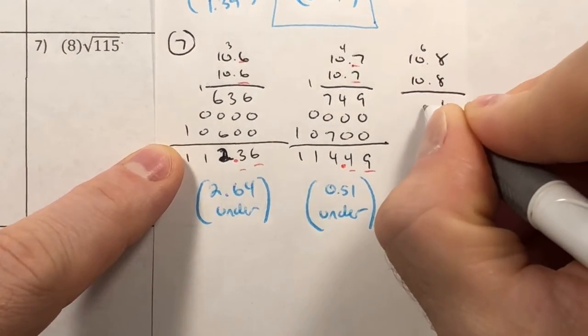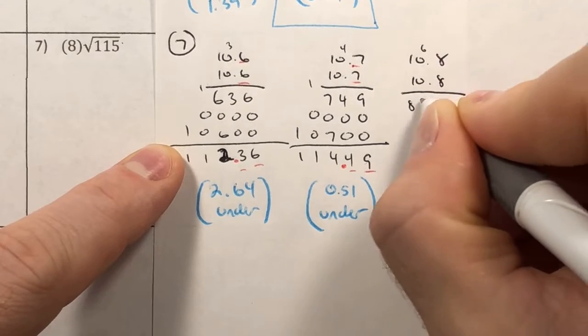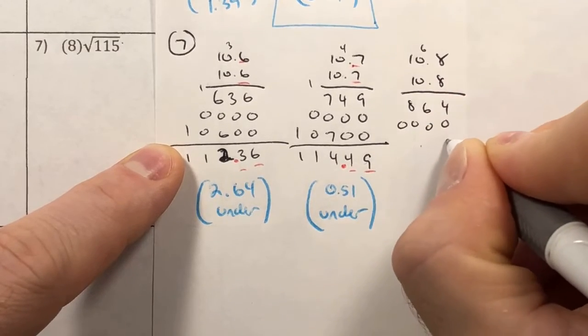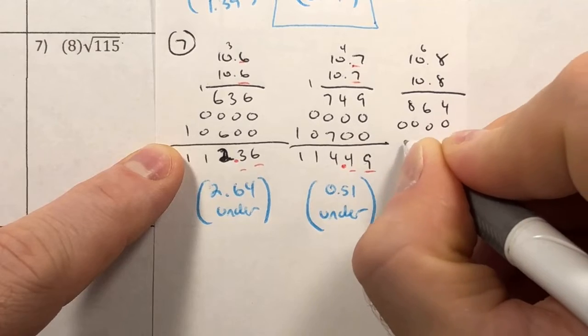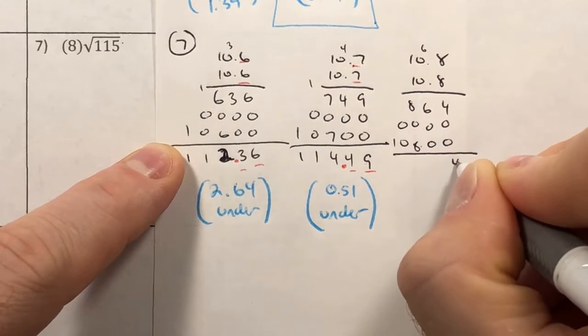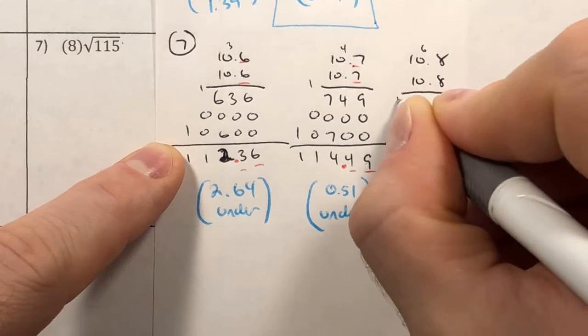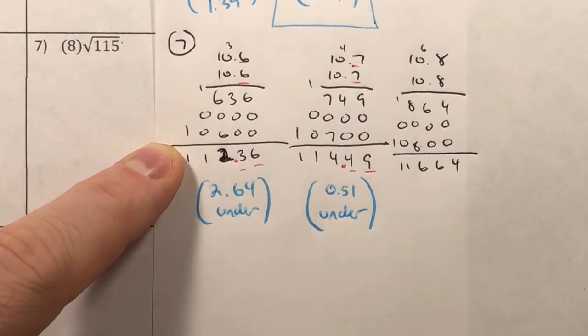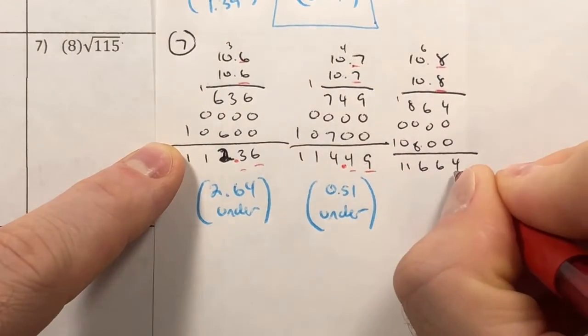64, carry my 6, 0 plus 6, 8. Hold my 0, 0, 0, 0. Hold 2 zeros, and I get 8, 0, 1. 4, 6, 6, carry my 1. I'm at 116. I have 2 decimals.